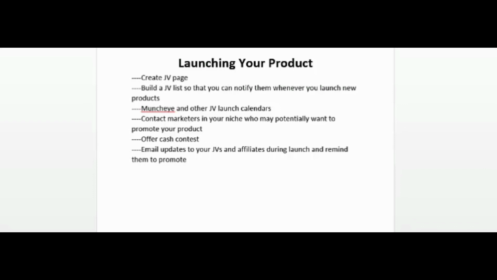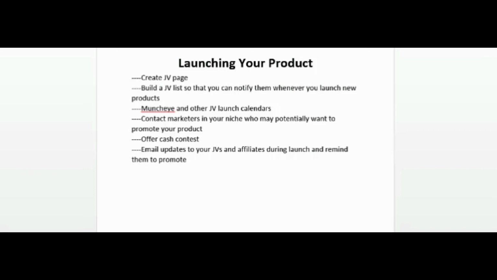When I'm looking to promote something as an affiliate, I'm looking for products to promote. If they don't have a JV page, chances are I'm not going to promote the product. Although I have promoted products that do not have JV pages, if they have a JV page, the more likely I'm going to promote their product.